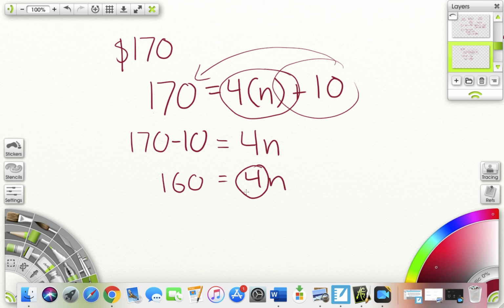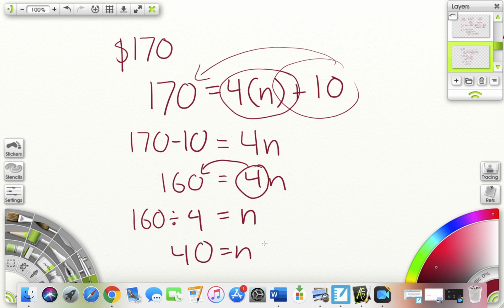So I have to use my 4. On this side of the equal sign, I was multiplying it. So if I bring it to this side, I do the opposite operation, which is division. So 160, I divide it by 4, and that's going to equal N. So I've managed to put N by itself, so I can figure out how many movies I've watched. So now I do 160 divided by 4. So 160 divided by 4 gives me 40. 40 equals N. So if I got billed $170, it means I watched 40 movies.